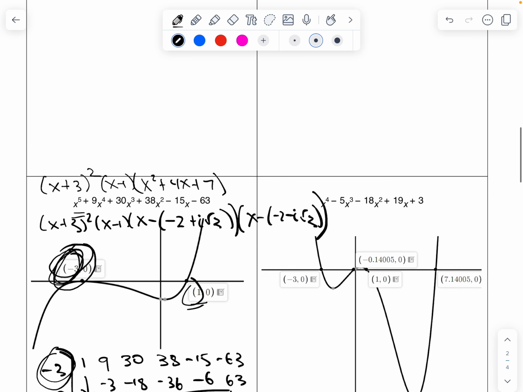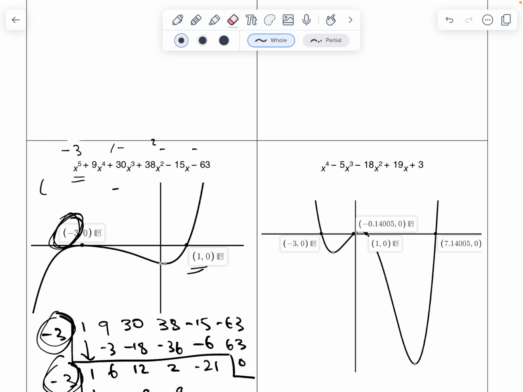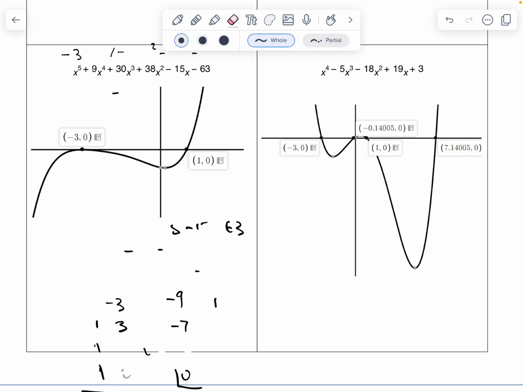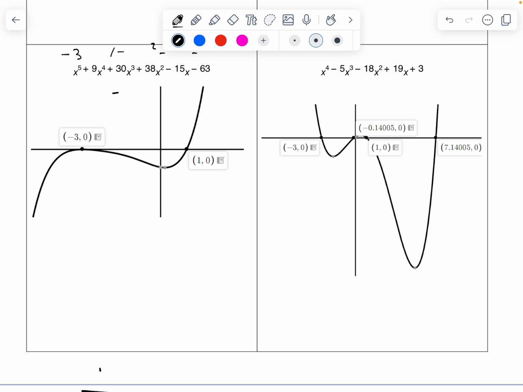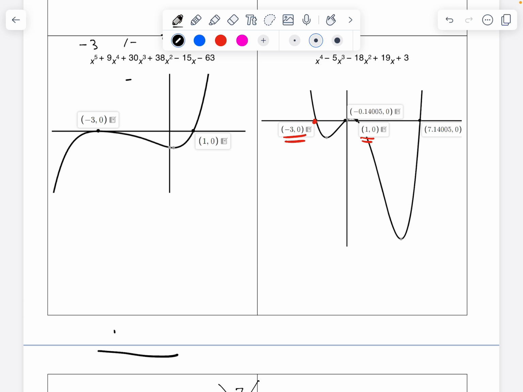Okay, let's go do one last question here. So for this one, we have a nice happy root right here at -3 and a nice happy one at 1, and we've got some crazy decimals. So let's go ahead and run this synthetic division here. We're going to run through -3, and remember you keep that sign exactly the same. So we got 1, -5, -18, 19, and 3.